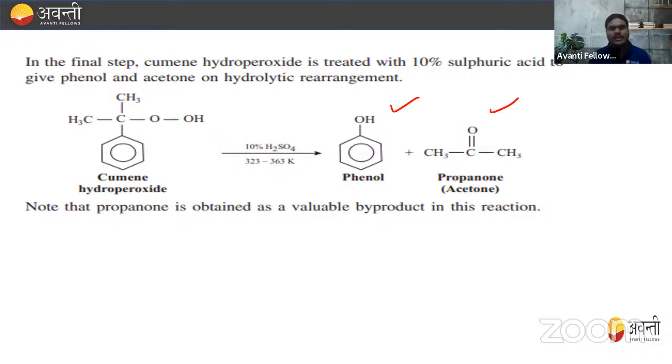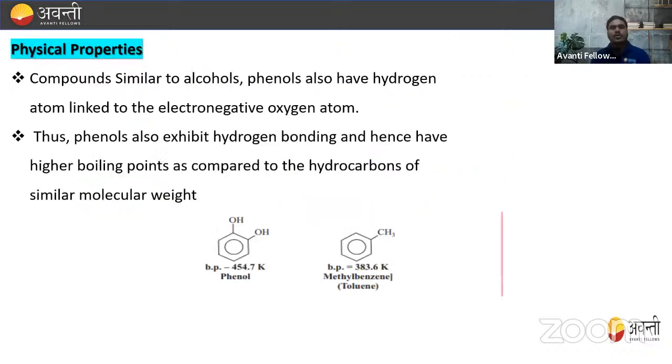So this is how you will get this. Acetone is obtained as a valuable byproduct in this reaction. Okay. So this is the final step in this reaction for the preparation of phenol. Now, what are the physical properties of alcohol and phenol?